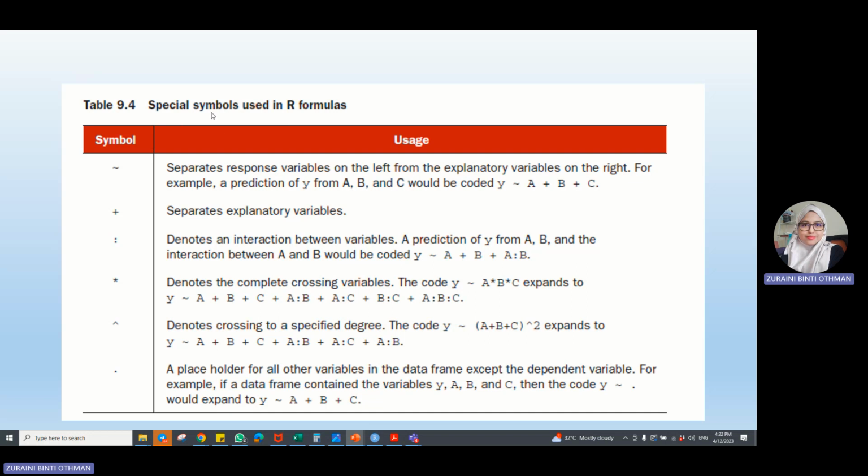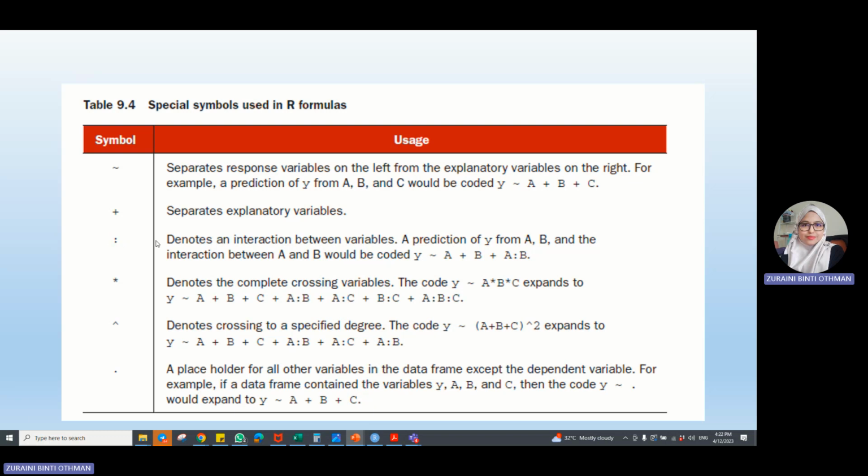Okay, this is the special symbol used in our formula, which separates the response variable on the left from the variables on the right. For example, here this is the dependent and this is the independent. The tilde symbol separates them. Plus separates the explanatory variables. Here we can look at plus: it separates the variables A, B and C.